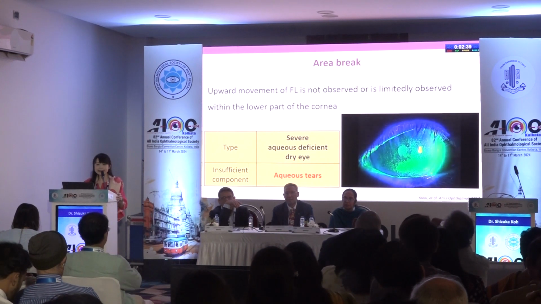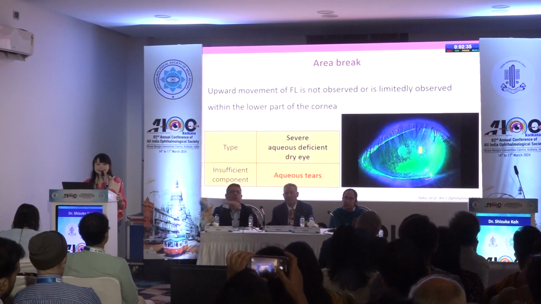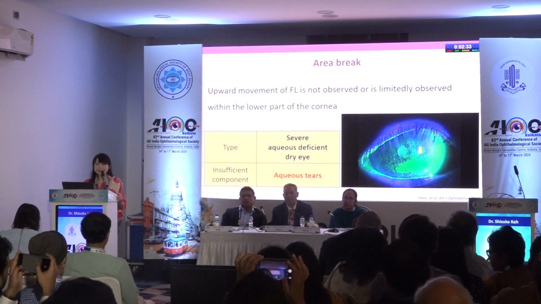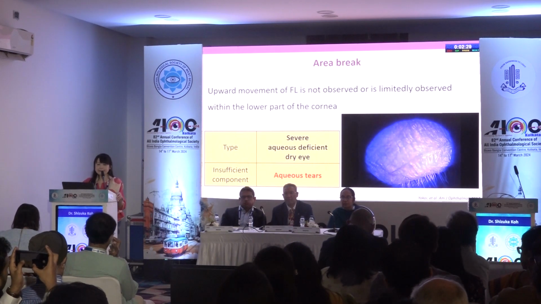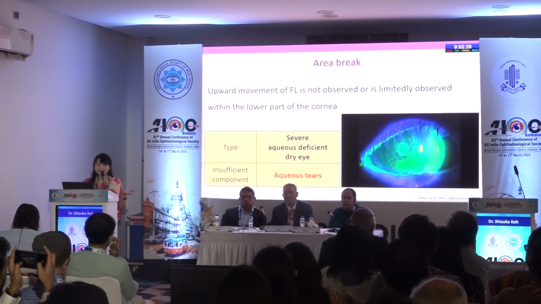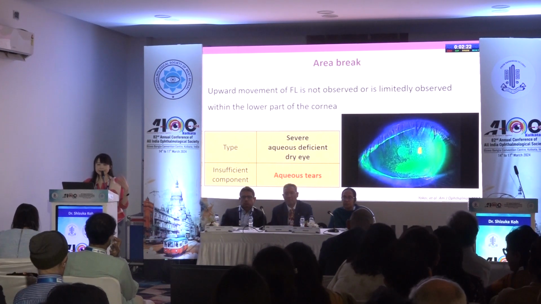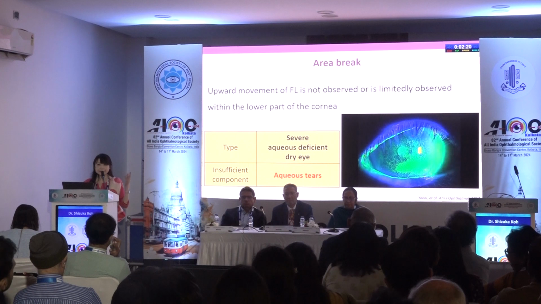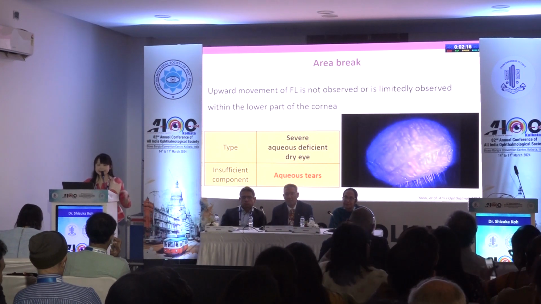This is a severe aqueous deficient dry eye. The insufficient component is aqueous tears. There is no upward movement of fluorescein after the blink, so it is only observed within the lower part of the cornea. Usually you can see a lot of corneal epithelial damage over the cornea.